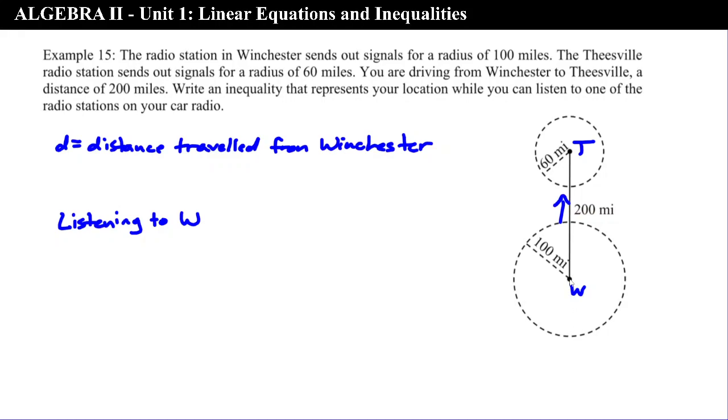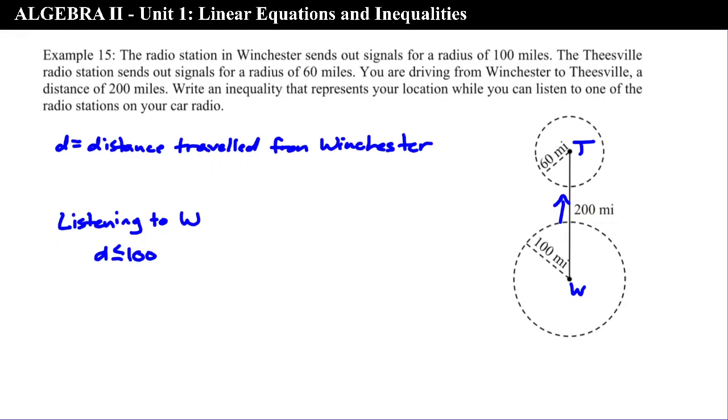Well, at distance 0 traveled, we can listen to Winchester. We can hear it from 0 to 10, all the way up to 25, up to 30, 40, 50, all the way up to 100 miles out. So for every distance that's less than 100 miles away, we can listen to Winchester. And let's go ahead and say we are including that 100 miles out, and then we lose our signal completely. So we would include all distances that are less than or equal to 100.